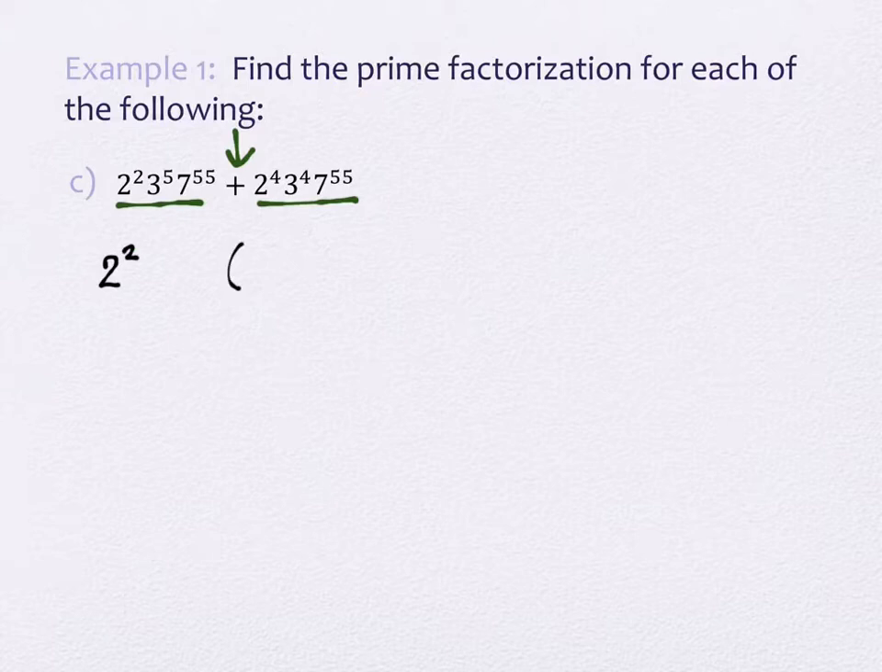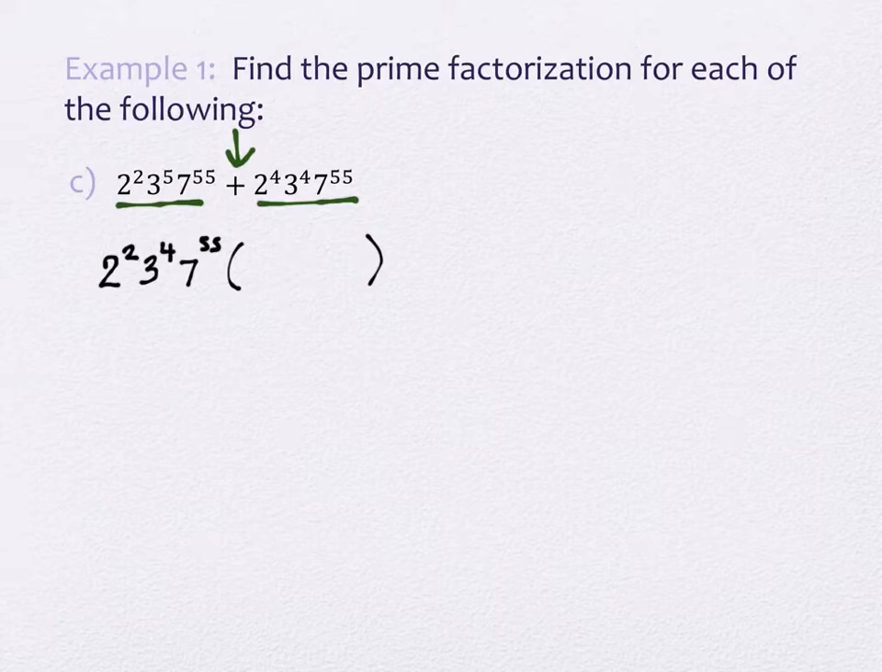How about 3's? They both have 3's in them, right? The first one has a 3 to the 5th, and the second one has a 3 to the 4th. So what do they have in common? 4 3's. And they both have a base of 7 as well. There are 55 sevens in the first number, and there are 55 sevens in the second number. So how many sevens do they have in common? 55 of them. So we have sort of pulled out what they have that match.